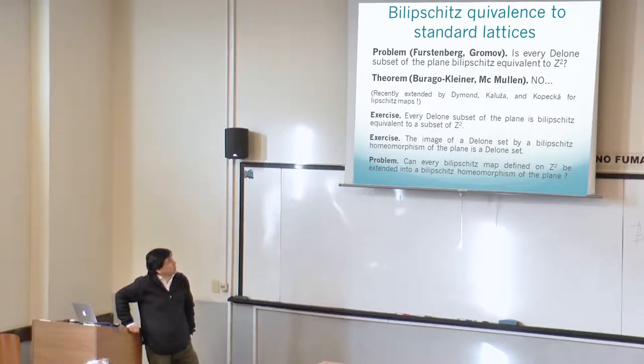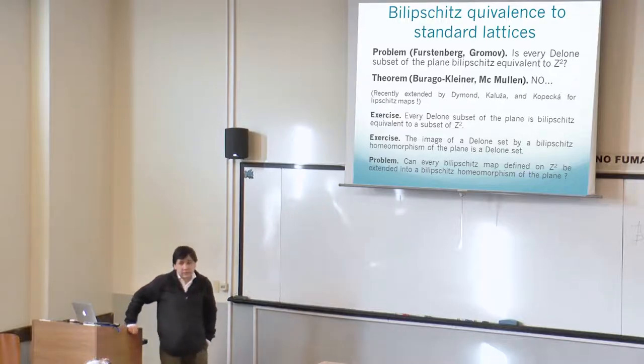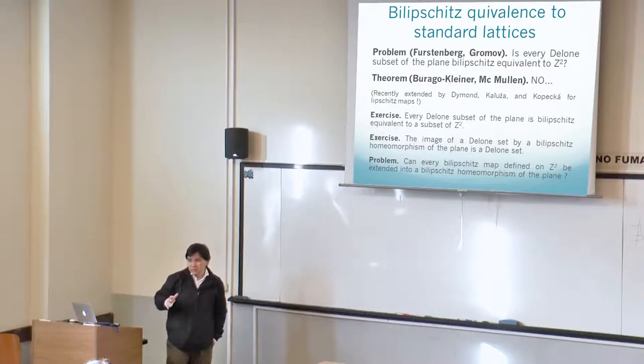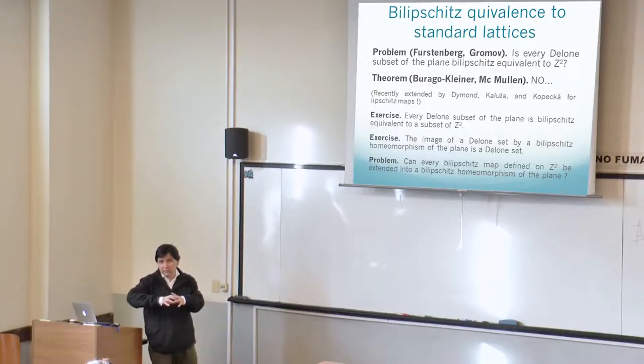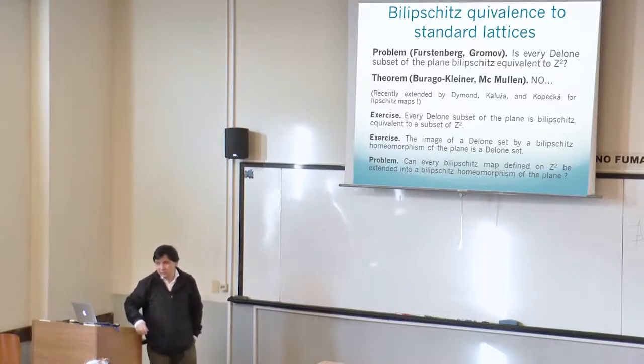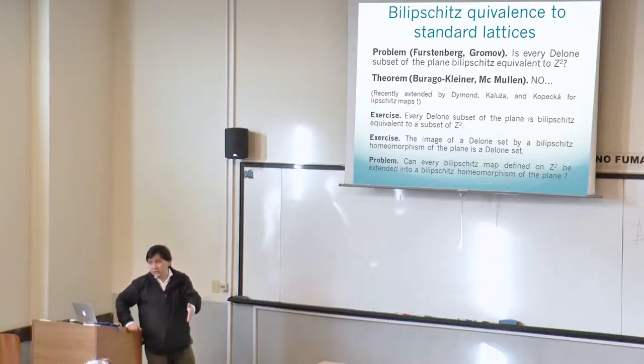The second exercise is not that easy. It's not tautological. One may think that this is just a consequence of the definition, but it is not. So the image of a Delone set by a bi-Lipschitz homeomorphism of the plane is a Delone set. This is not obvious, okay? Because maybe by taking a bi-Lipschitz map, you can create kind of holes in the set, but actually this is impossible. But it doesn't follow from the definition, I mean. Okay, you have to work a little bit too.